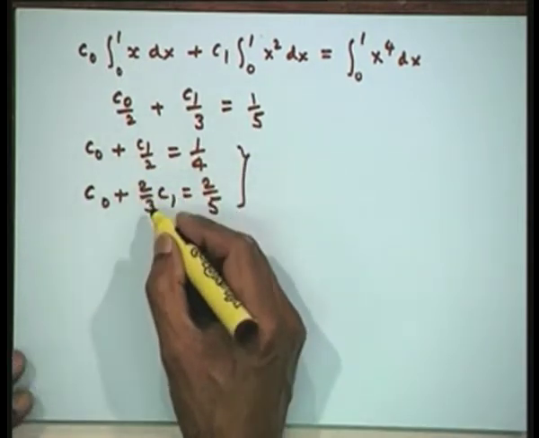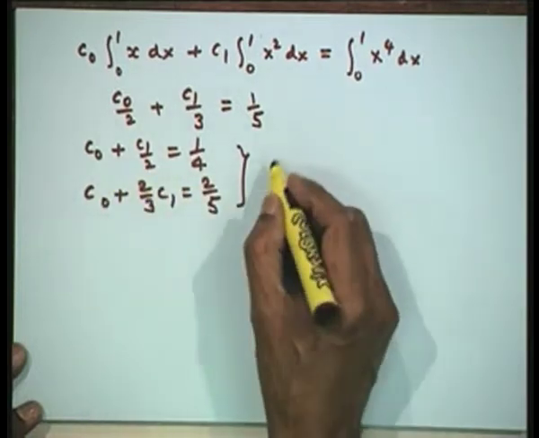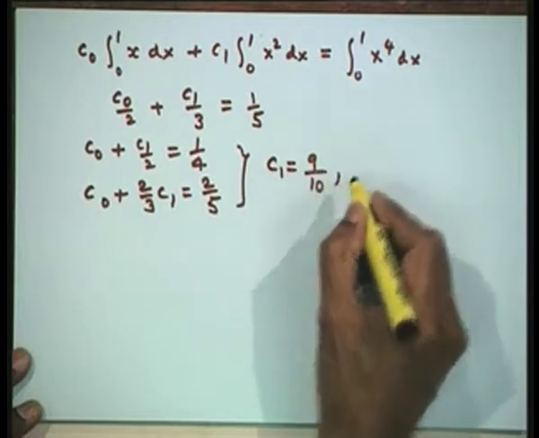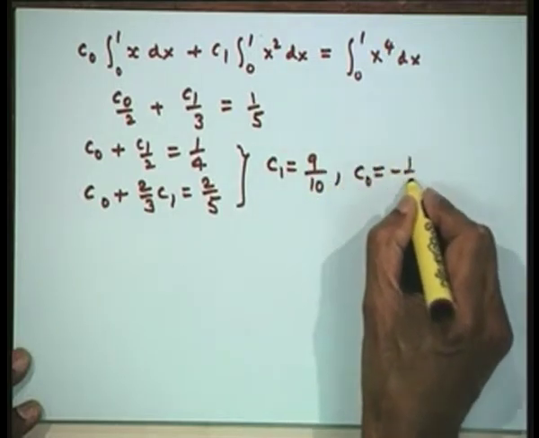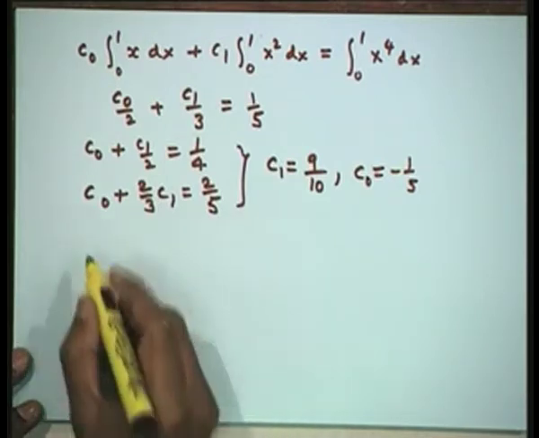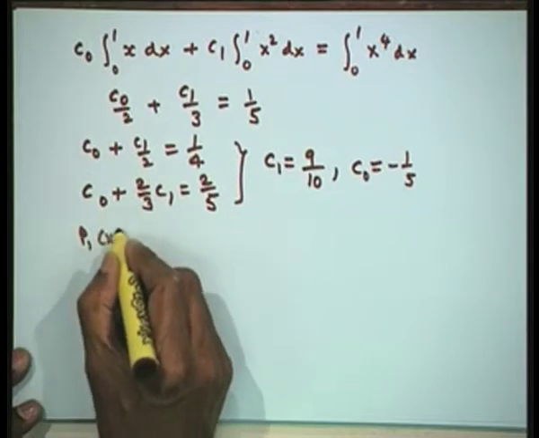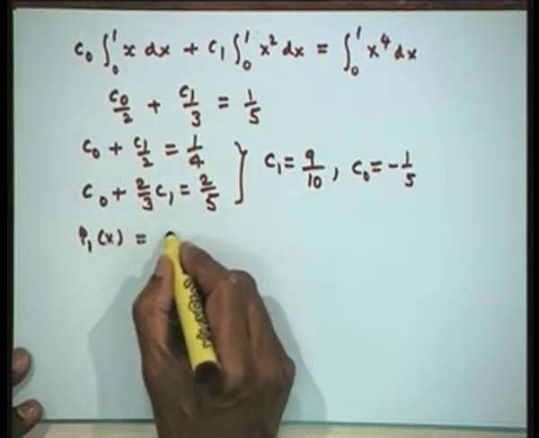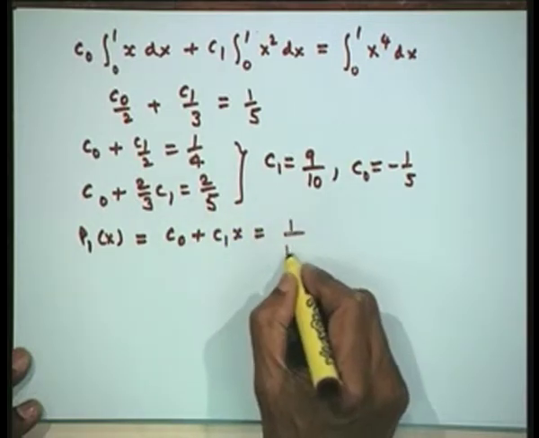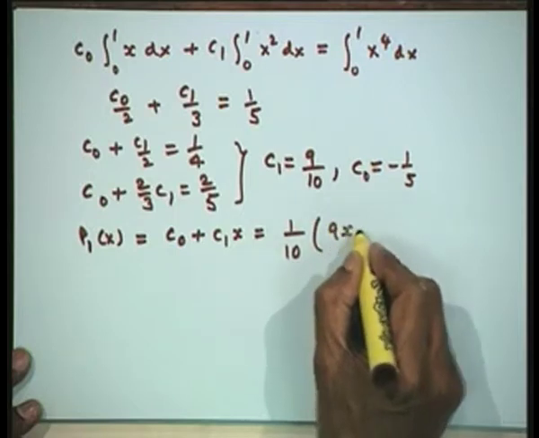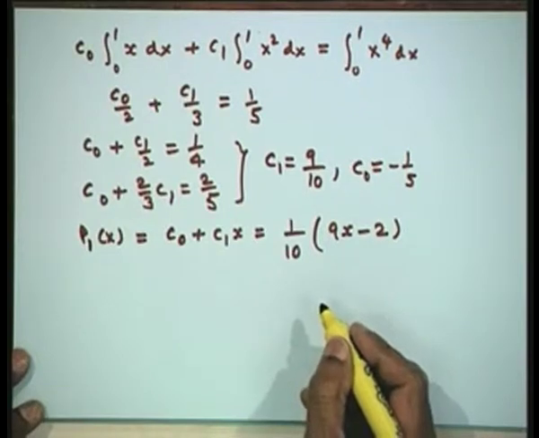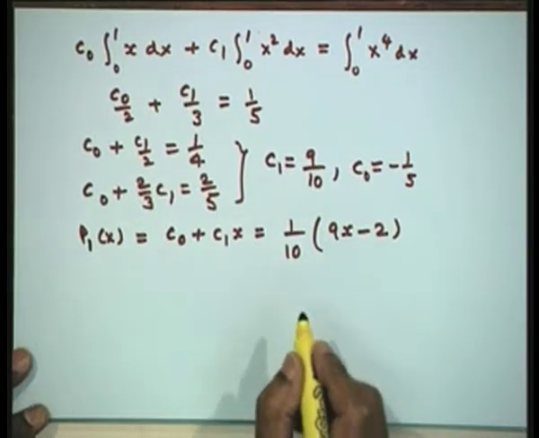Now, I can solve it easily, I can subtract and find C 1 and substitute it over here, and what I get is C 1 is 9 by 10, then using this I get C naught is equal to minus 1 by 5, substitute it here and get this result. Therefore, our polynomial approximation, least square approximation is equal to C naught plus C 1 x. So, I can take 10 common out and write this as 9 x minus 2, that is 1 by 5. So, I will have 9 x minus 2. This is the least square linear polynomial approximation.